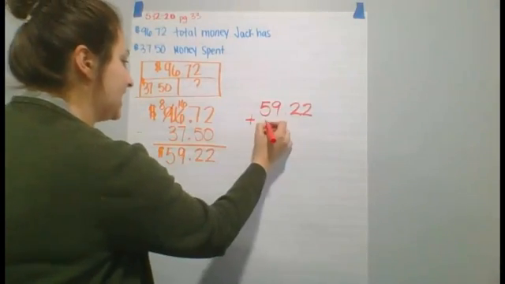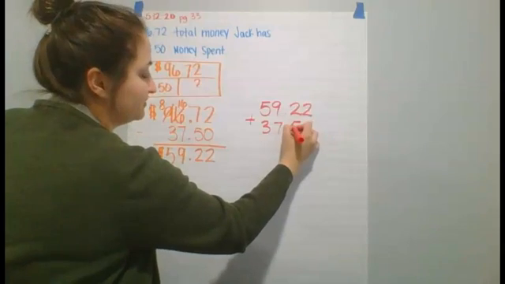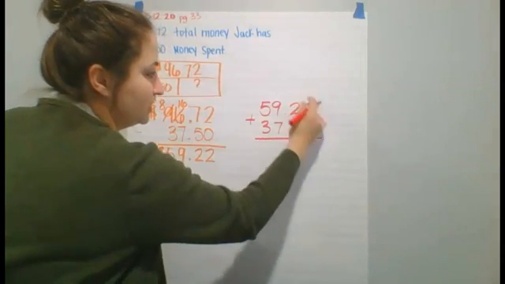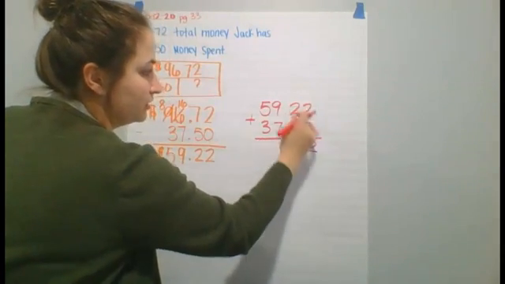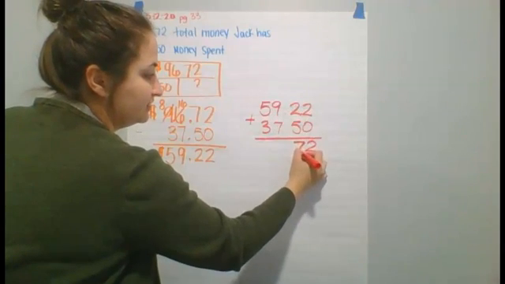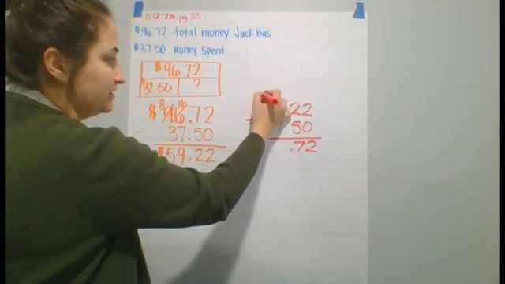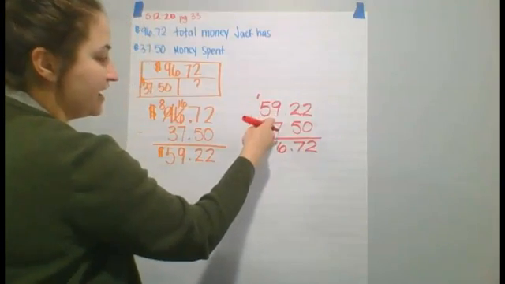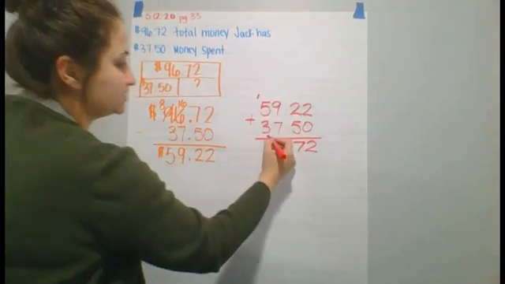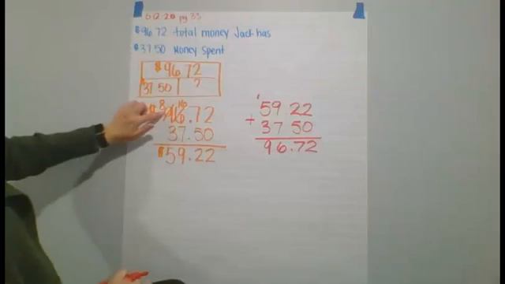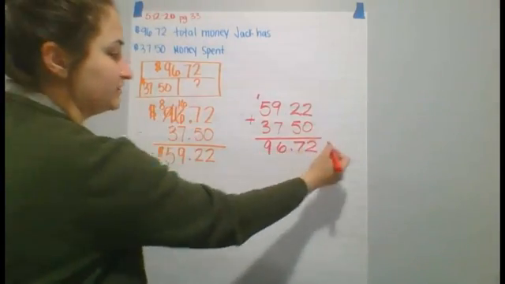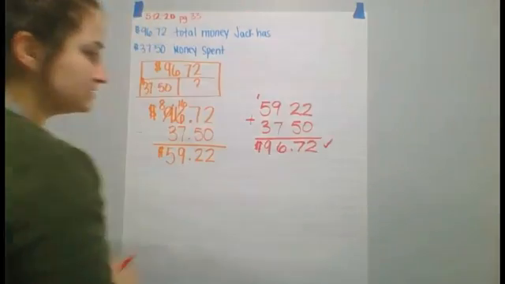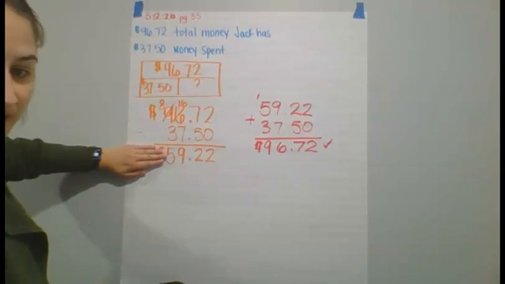All right, so again, we're going to add $37.50. 2 plus 0 is 2. 5 plus 2 is 7. 9 plus 7 is 16. 5 plus 3 is 8, plus 1 is 9. So double checking, $96.72 is correct. So that means that we are correct here.